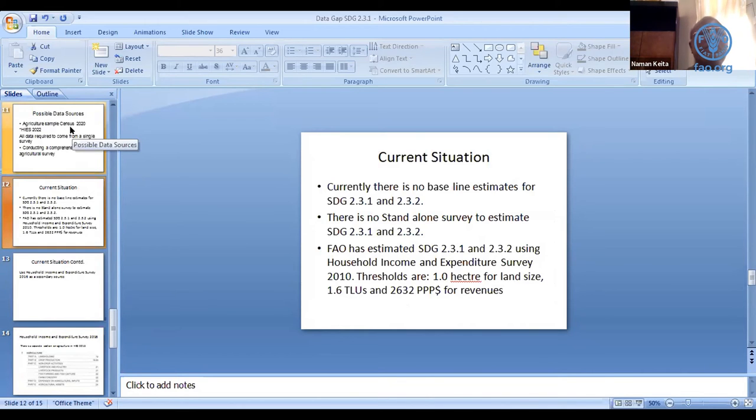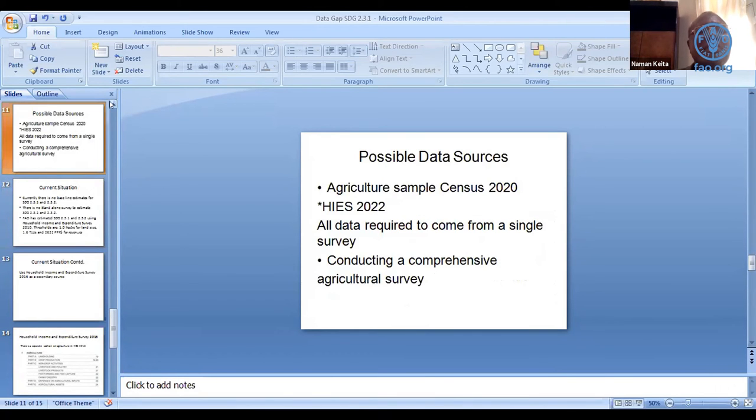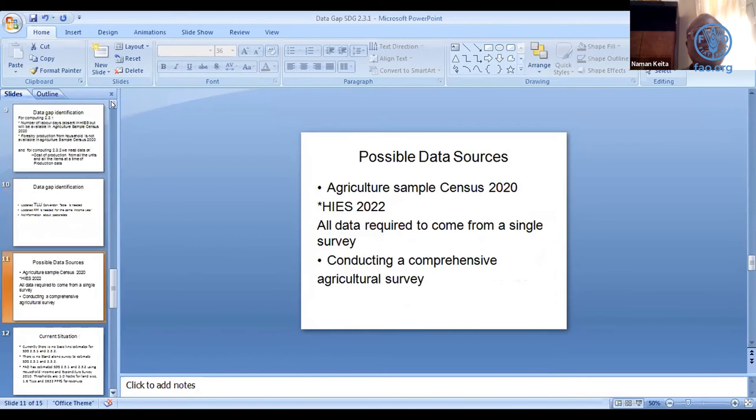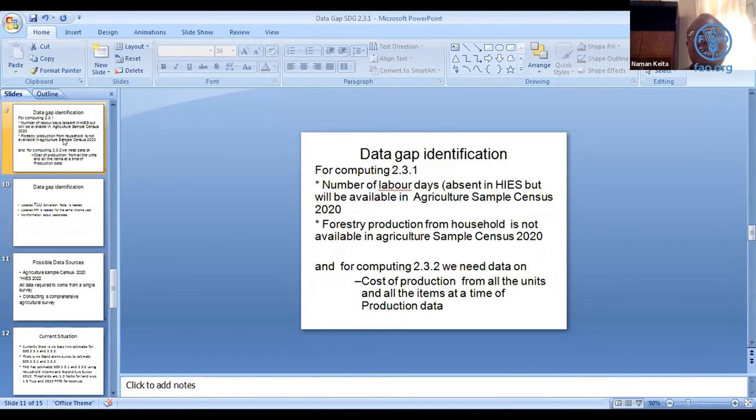In the meantime, I have a clarification. If I understood very well, this household income expenditure survey is conducted every 5 years, more or less. Yes.